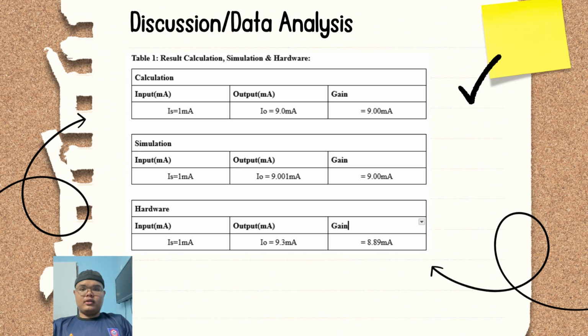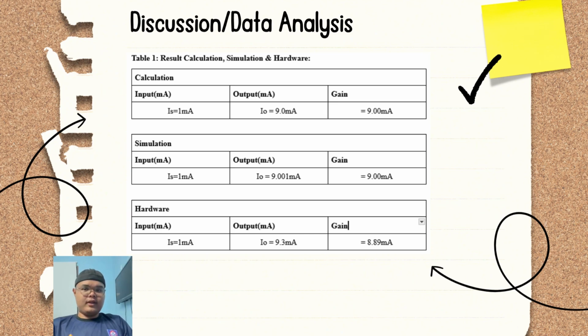The theoretical closed-loop gain is calculated as AV equals RF over Rin equals negative 2K over 8K equals negative 0.25, meaning the output voltage is inverted and reduced by a factor of 4 relative to the input voltage. In the simulation, the multimeter displayed an output current of 9.001 milliamp, matching the expected value.